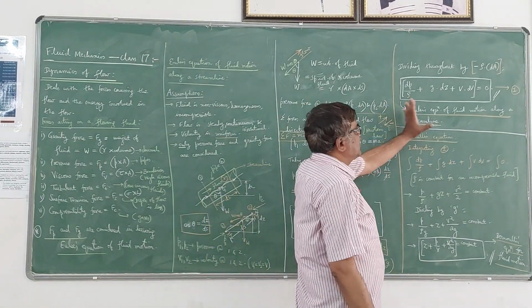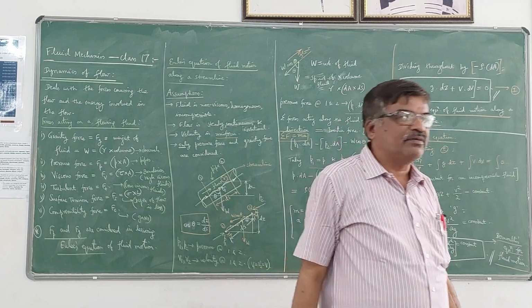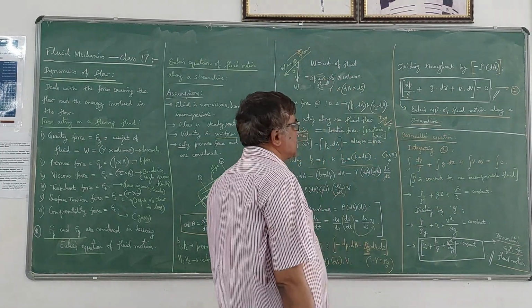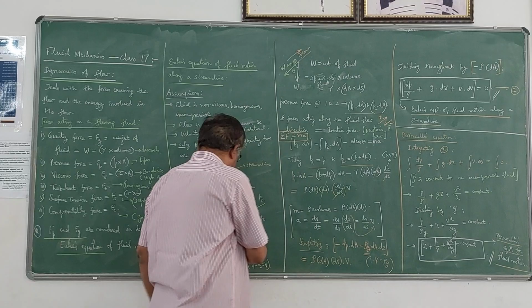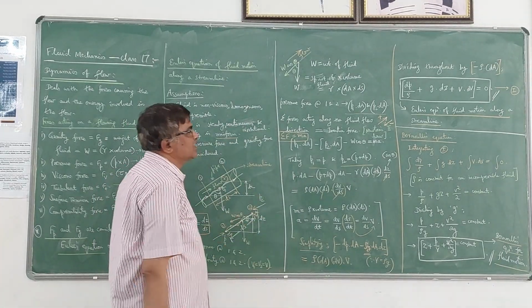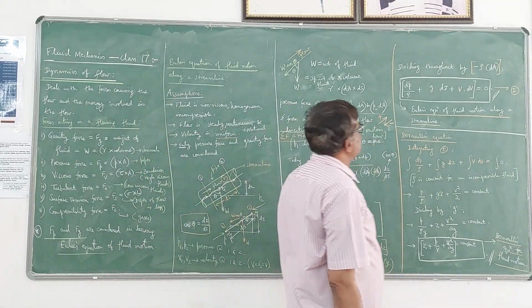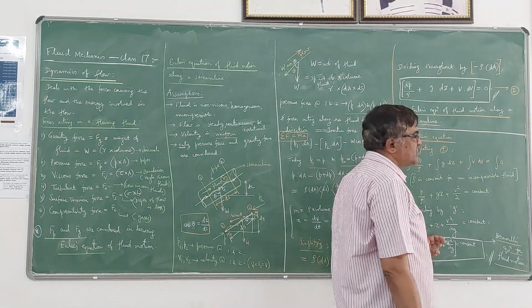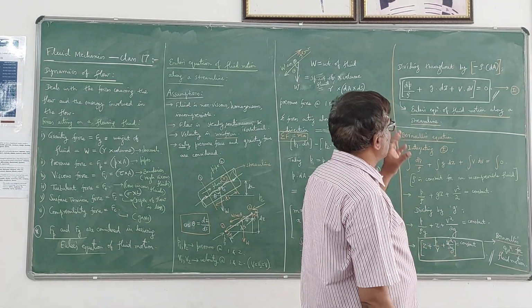Now this equation is called the Euler's equation of fluid motion along a streamline, because I have considered a small area, so it is along a streamline. So dP by rho plus g into dz plus v into dV is equal to 0.